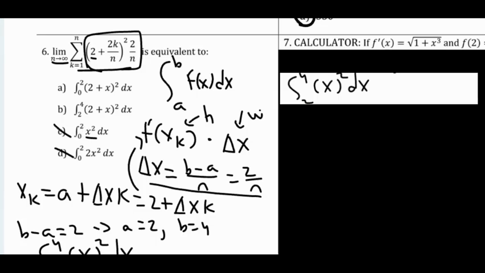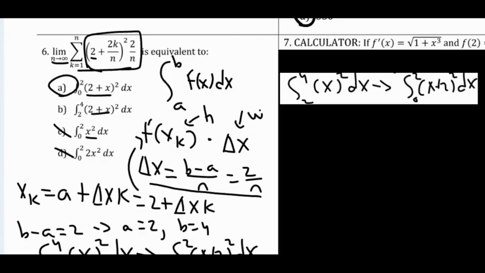Now, I see these other two answer choices rewrote it with a 2 plus x. And remember, adding a 2 within x is the same as just translating that graph 2 units to the left. So translating it 2 units to the left would decrease my bounds to 0 and 2. X plus 2 whole squared dx. And that gets me answer choice A.